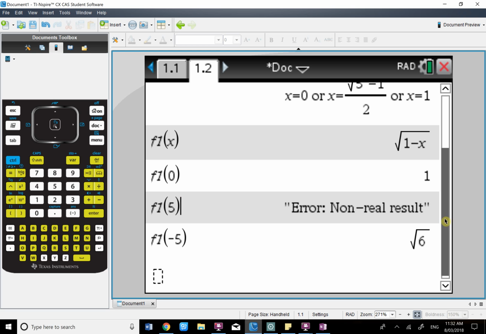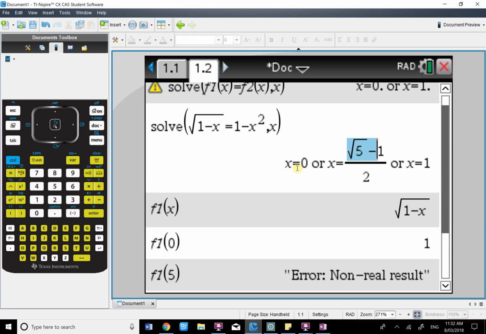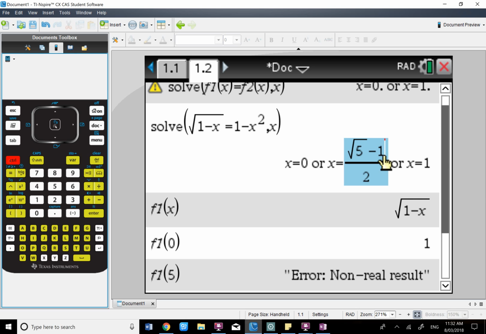Okay, come back to what we find for intersections. Can you see x equals 0 and x equals 1? That's the two intersections, (0, 1) and (1, 0). And also we have this one. So for example, if I don't know that the intersection is on y equals x, I will copy that down. I can highlight that and press Control C to copy, and then press Control V to paste it.